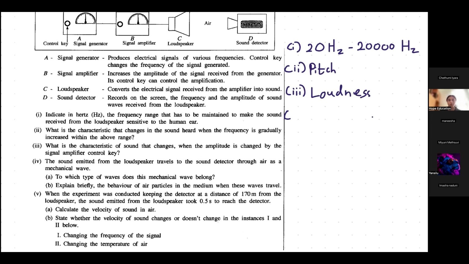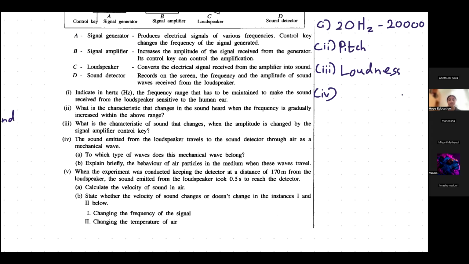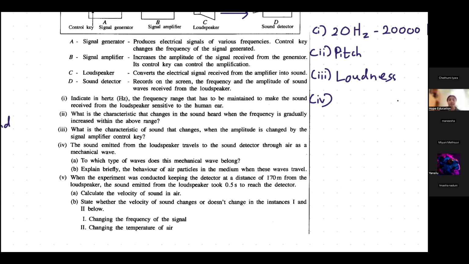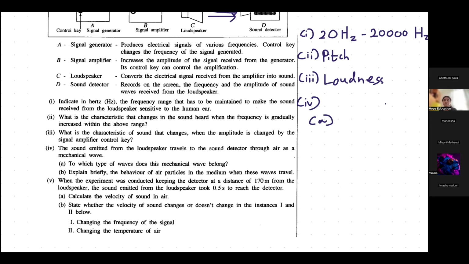Roman number 4. The sound emitted from the loudspeaker travels to the sound detector through air as a mechanical wave. To which type of waves does this mechanical wave belong? What types of mechanical waves are there?